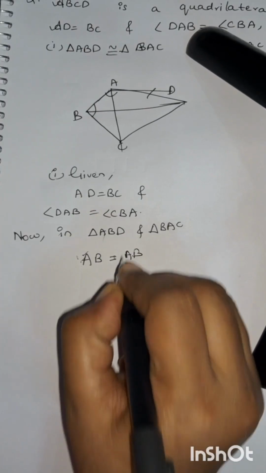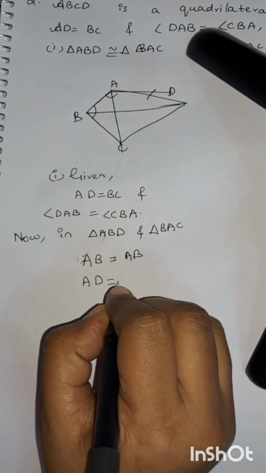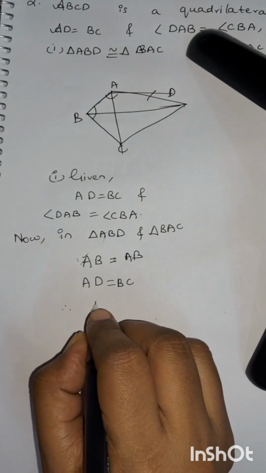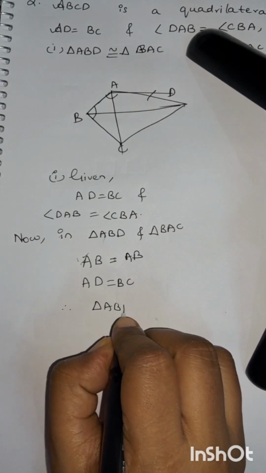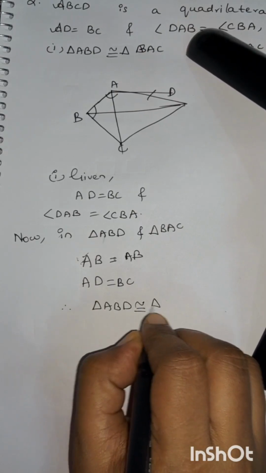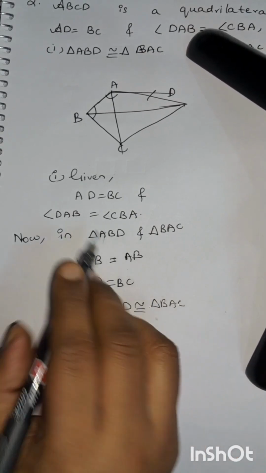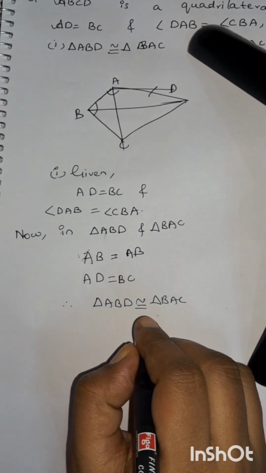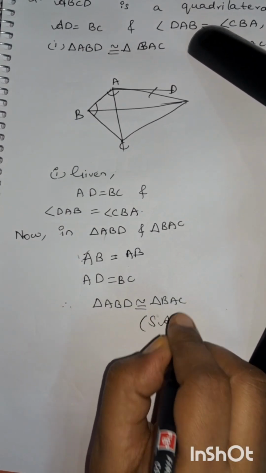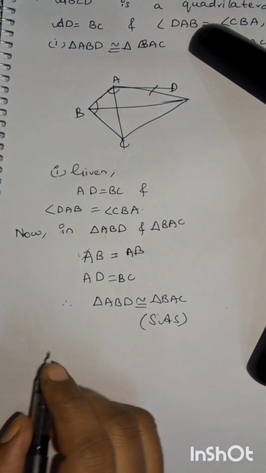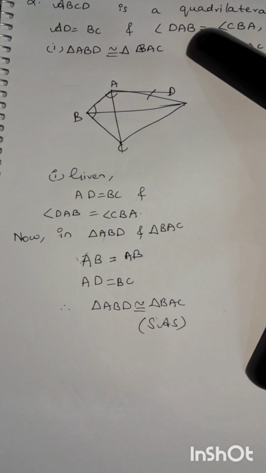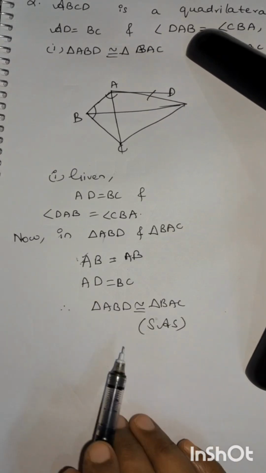Next, AD is equal to what? BC. Since it is already given, AD is equal to BC is already given. And also angle DAB is equal to angle CBA. So we have side, angle and side congruency. If they fulfil this, they are congruent to each other. By the SAS rule, we can say that the two figures are congruent to each other.